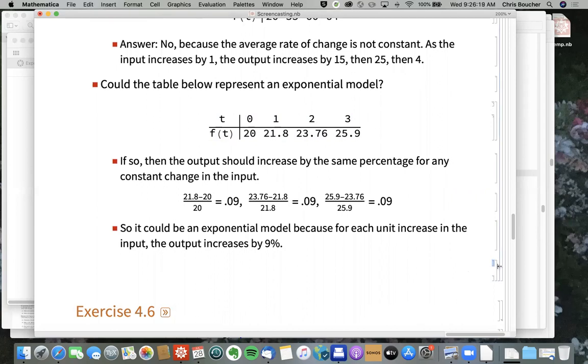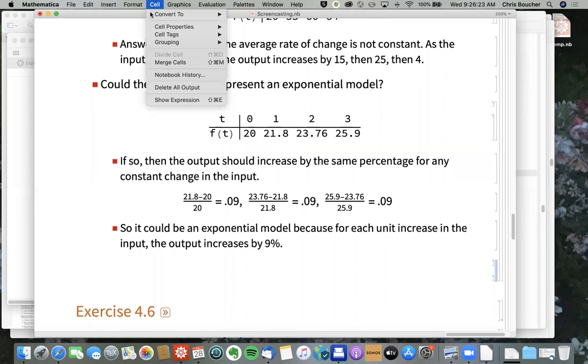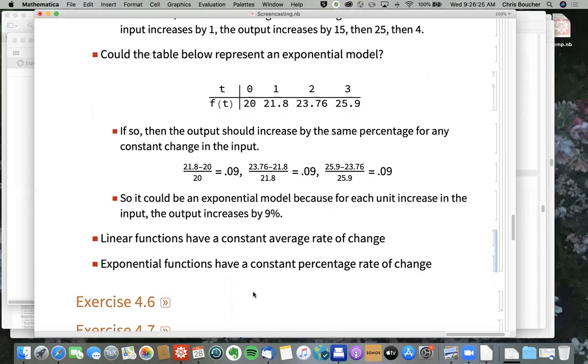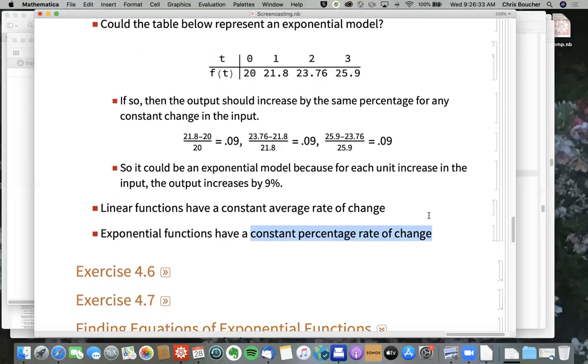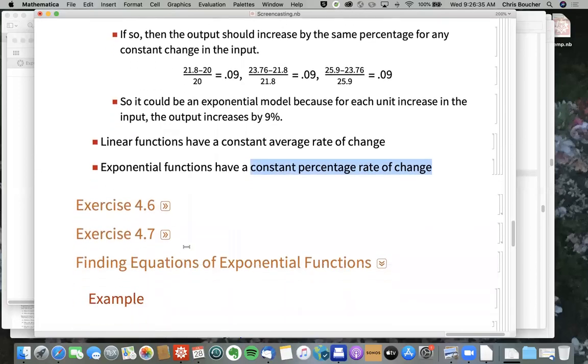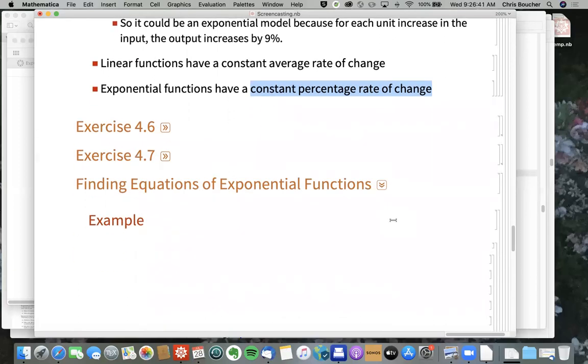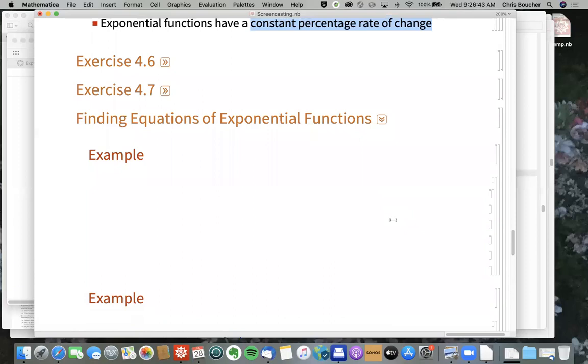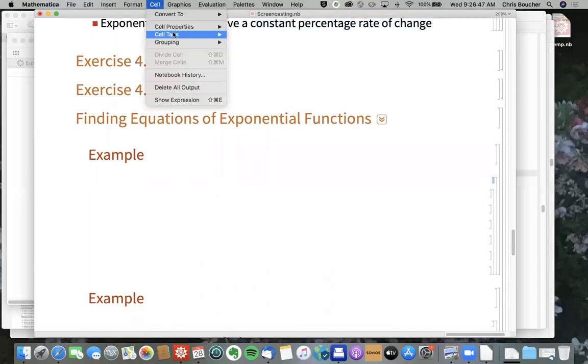And the key thing to take away here, again, is we're comparing 2 of our model families, linear and exponential. Linear functions have a constant average rate of change. Exponential functions have a constant percentage rate of change. Okay, so again, there are some exercises done here. I'll open these up in the notes, but I won't talk about them right now. Let's move on with some other examples of building exponential models.